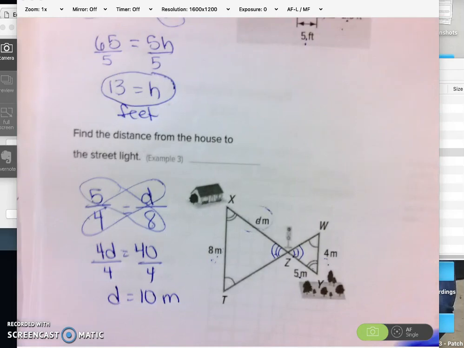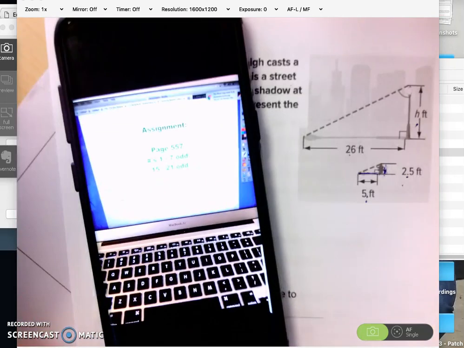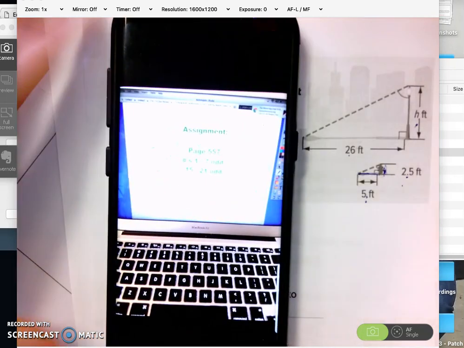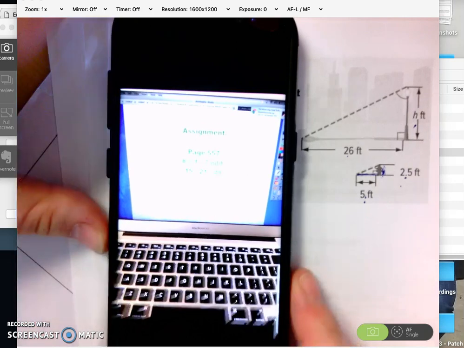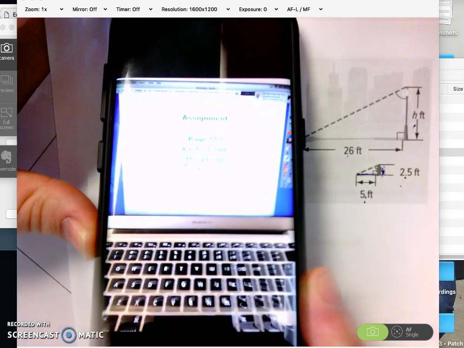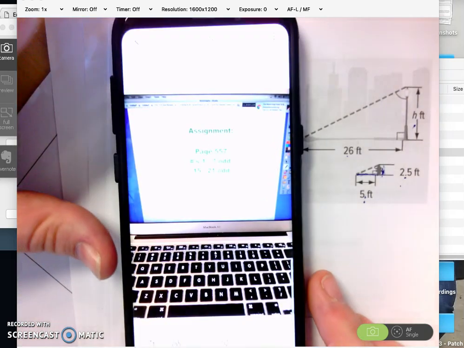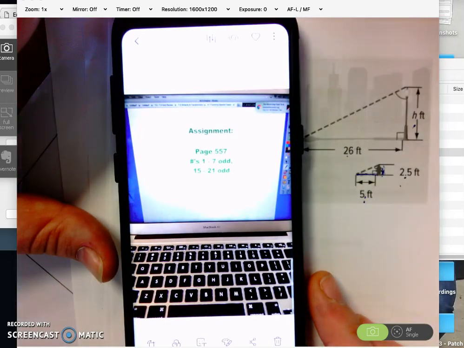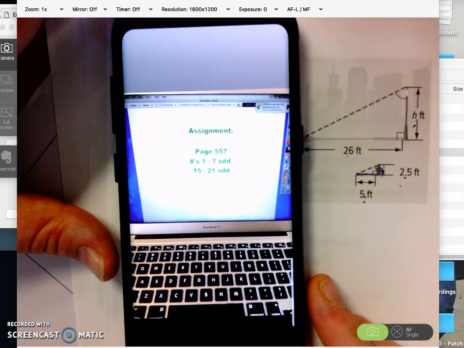And I think that's the only one left. Yep. Okay, your assignment. Can't even see it. Come on, page 557. Oh, there we go. 1 through 7 odd, 15 through 21 odd.